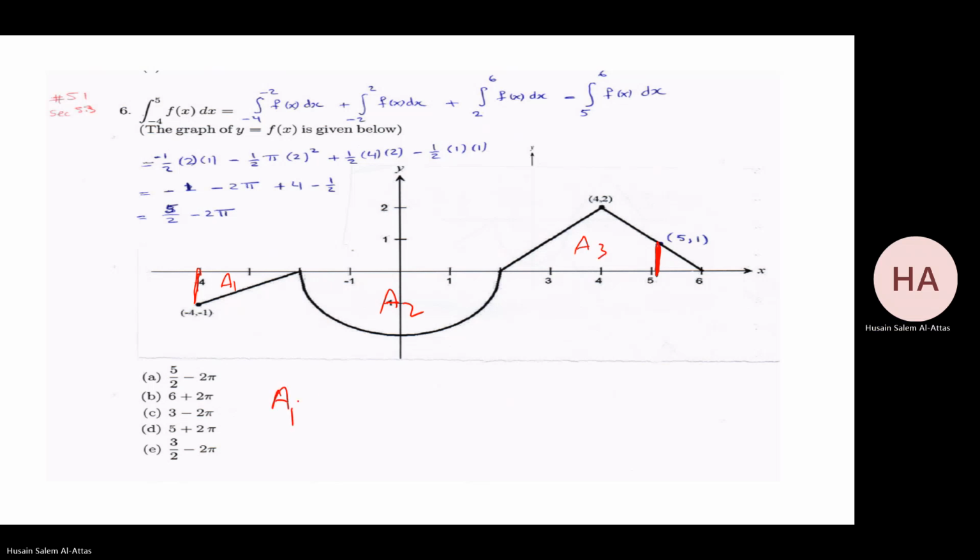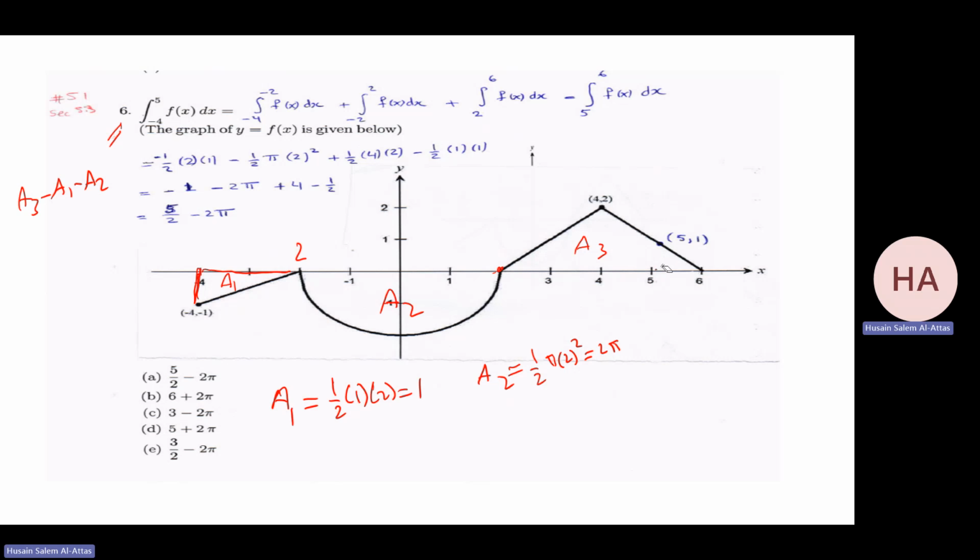A1, very clear. I have this is 2 and this is 1, half times 1 times 2, which is 1. By the way, the net area will be A3 minus A1 minus A2. That will be the answer. So I have A1; I'll take the negative of it. This is 2, so the radius is 2. A2 is a half circle, half pi times 2 squared, so I have 2 pi for A2.